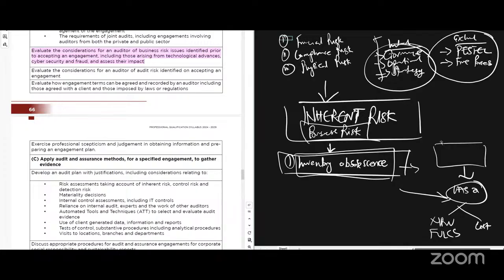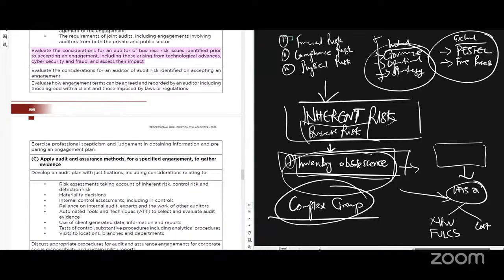So risk is very important, right? But business risk and financial statement risk, especially inherent risk, can you create a control for it? Do you understand? That's what makes it inherent, because it is tied to your business. Assuming you have a complex group structure, can you do anything about it? No, it is tied to your business. That's what makes it inherent.